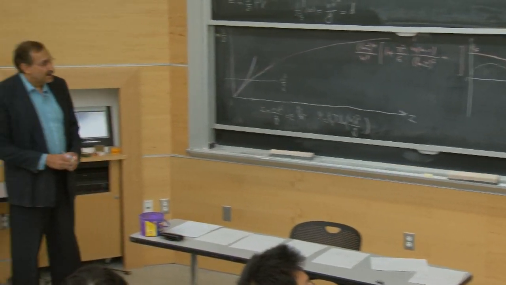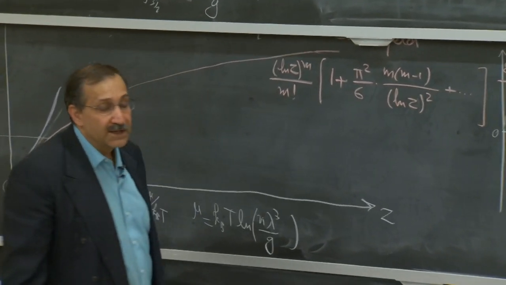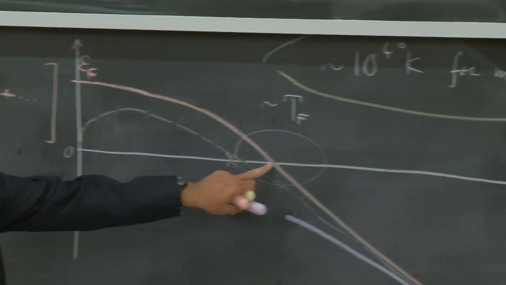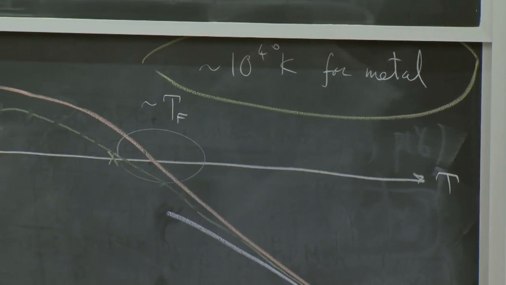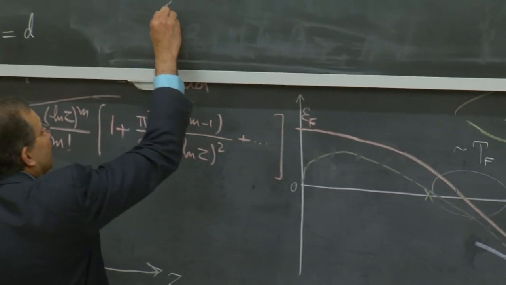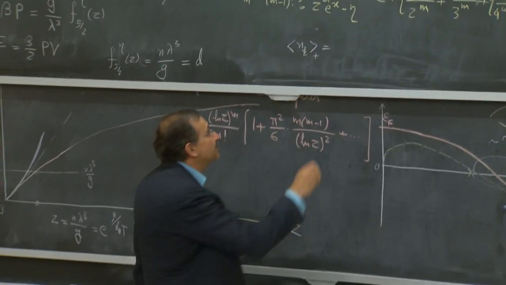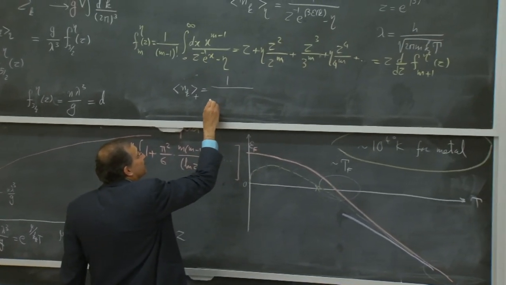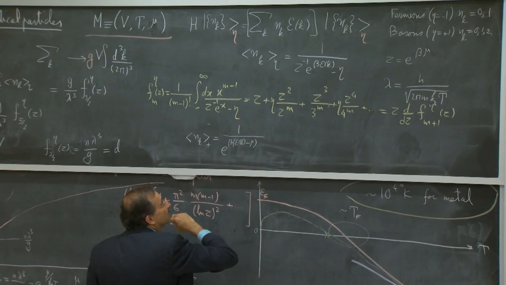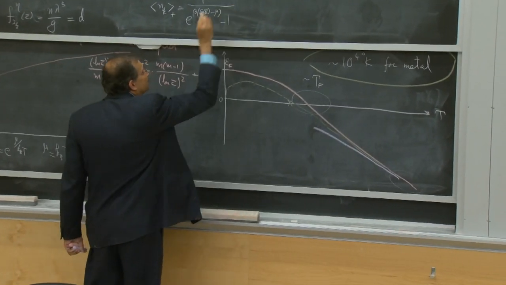Now, there is something, however, that the chemical potential cannot do for the case of bosons, which it did for the case of fermions, and that was to change sign. Why is that? Well, we have that the occupation number for a boson is 1 over Z inverse, which is e to the beta epsilon k minus mu, Z inverse is e to the minus beta mu, minus 1. Okay.